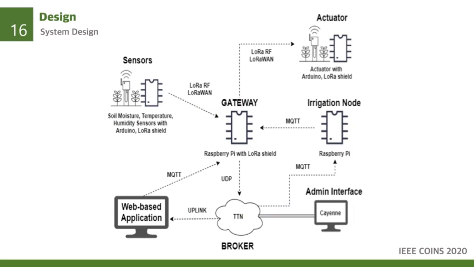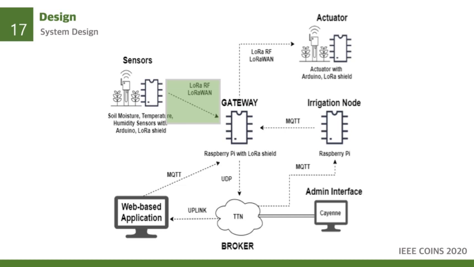This is the overall system design of Element Farm. It includes 6 components as shown in the diagram: sensors, gateway, TTN cloud, irrigation node, actuator, and a web-based application.